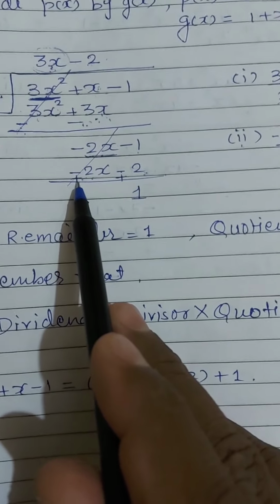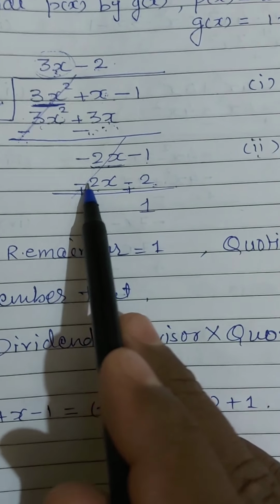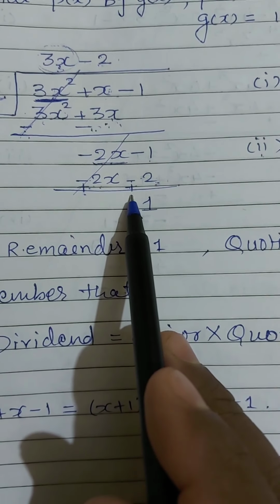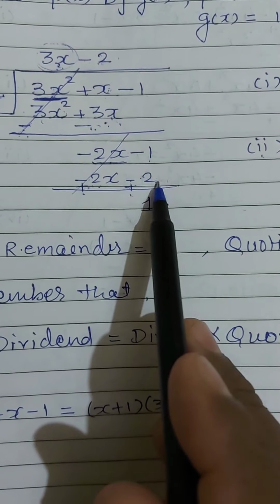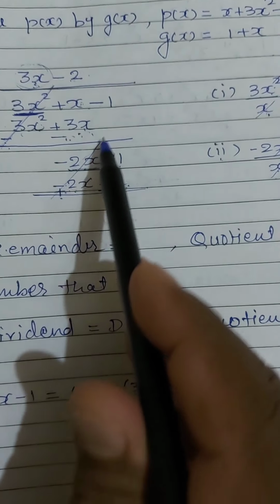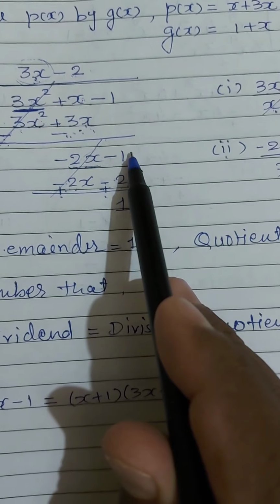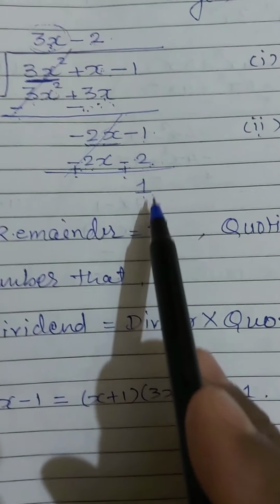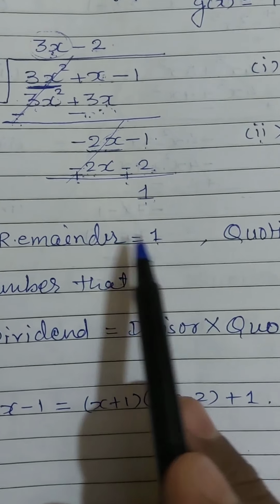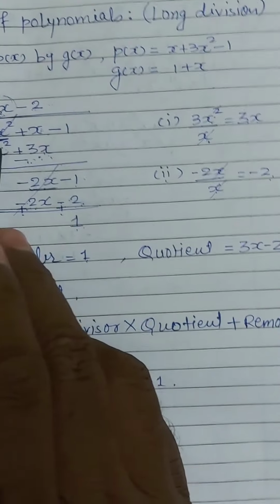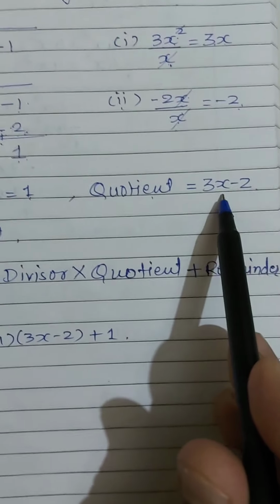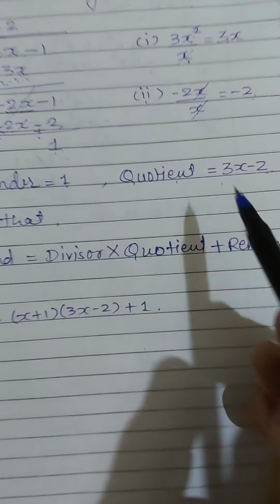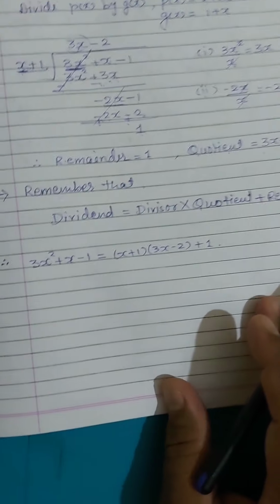Now again we have to subtract it, so change the signs. This is minus 2x, so it will become plus 2x. It is minus 2, so it will become plus 2. The first term again is cancelled out, plus 2 minus 1 becomes plus 1 here, which is said to be the remainder. That is, the remainder is 1, and this is the quotient, that is 3x minus 2. So here the long division method completes. You must remember one more thing here.